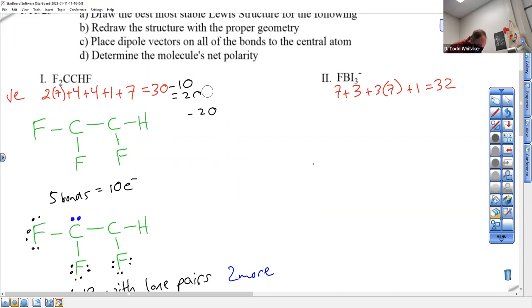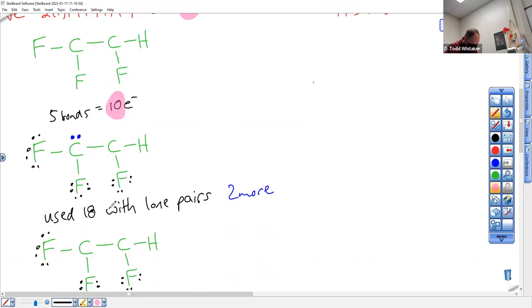Minus 10, minus 20, 30, minus, you said minus 10, right? Minus 10, and students always ask me, where did the 10 come from? I'm serious, every semester. So I just do this for them, and I do this for them. Okay, good. And then use 18 with the lone pairs. I don't have to highlight them. Black lone pairs. And the two more are right here. And there they are again, but they reappear over here. How come?